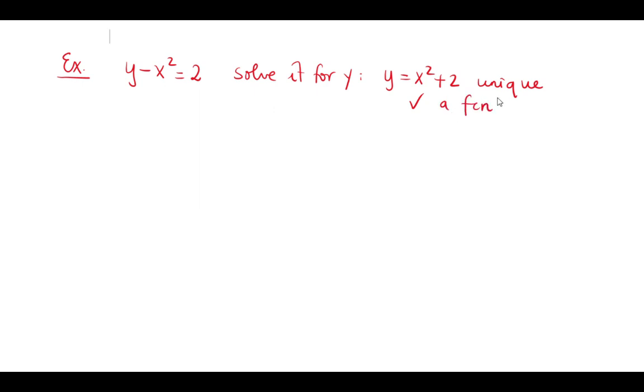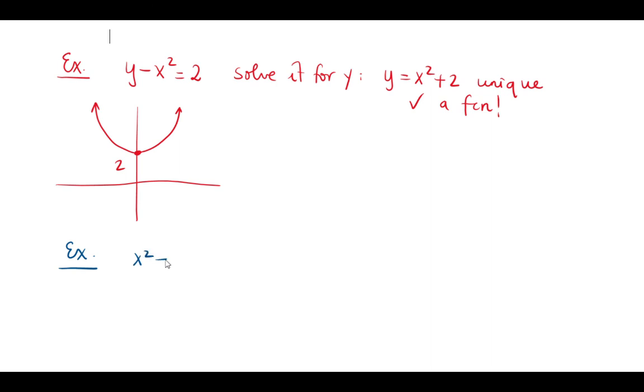And you can take a look at this graph. The graph will look like this, folks. It starts at 2 and opens up as a parabola. So it passes the vertical line test. This is a function.